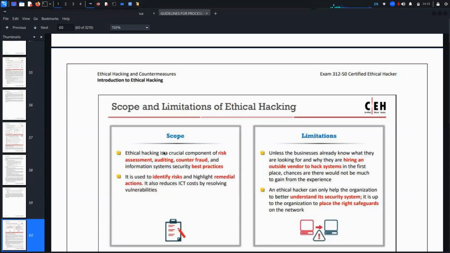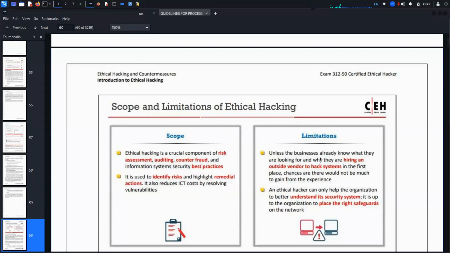So VAPT is used in order to audit a particular company. It is used to have a risk assessment report, right? These are all the things that a VAPT report is used for: to create a baseline, to check if the company is compliant to laws, right? Capable of running these software which require a lot of hardening, right? These are the things that we look into. It is used to identify risk and highlight remedial actions. It also reduces ICT costs by resolving the vulnerabilities.